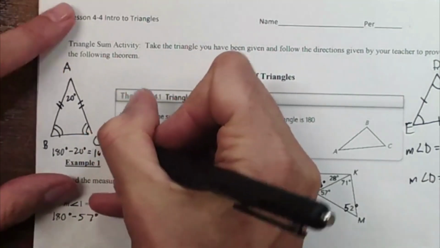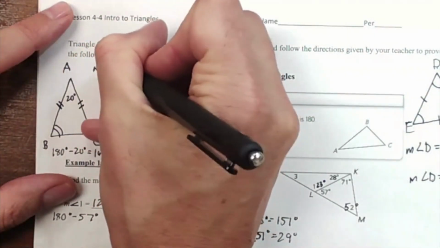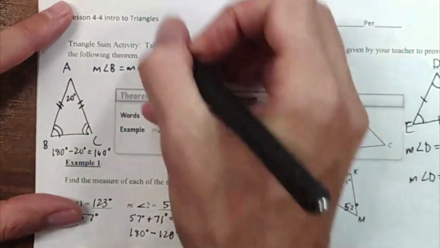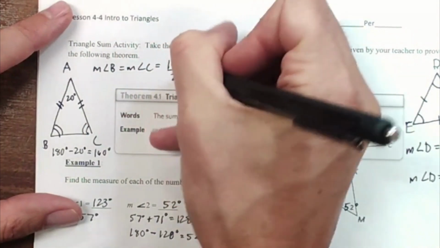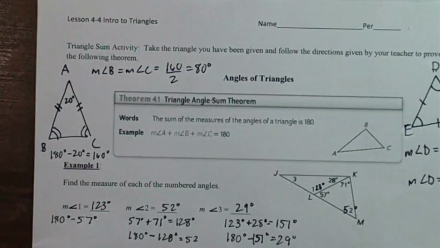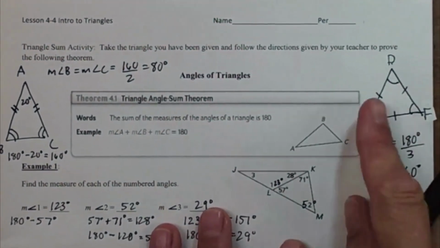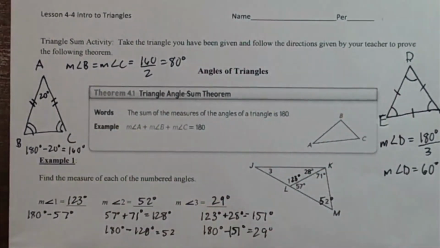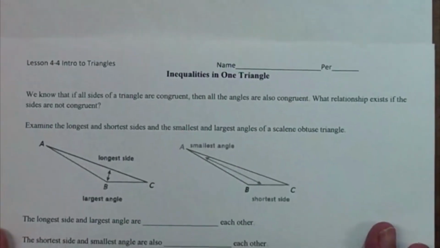And so if I want to find the measure of angle B, which is the same thing as the measure of angle C, I'm just going to do 160 divided by 2, which is 80 degrees. Which is a very important idea because it helps us solve a lot of different problems involving equilaterals and isosceles. Okay, so now we're going to look at inequalities in one triangle.